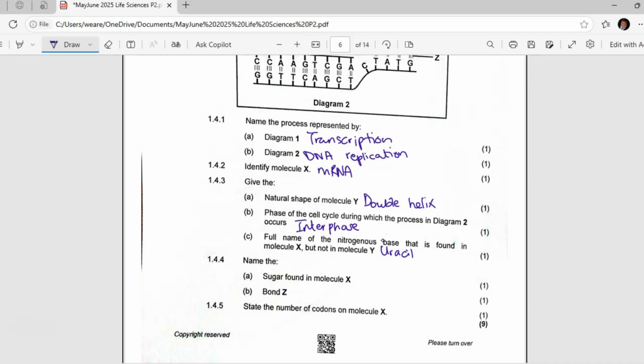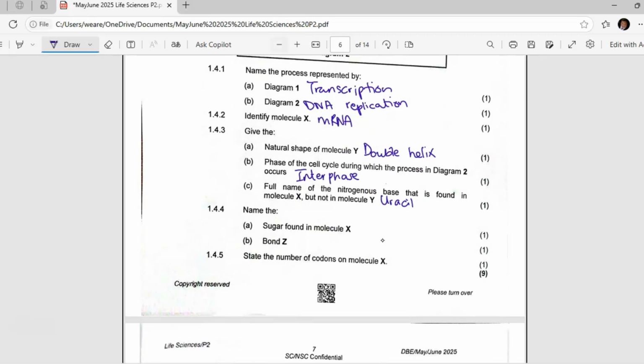The sugar found in molecule X. Now the sugar found in molecule X, people, you can't just write sugar because they already tell you it's a sugar. So you need to be specific as to what sugar. Look, when we're looking at DNA, we have a certain sugar. Now with DNA, the sugar is called deoxyribose.